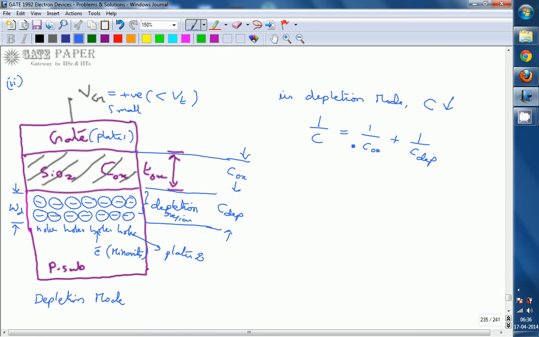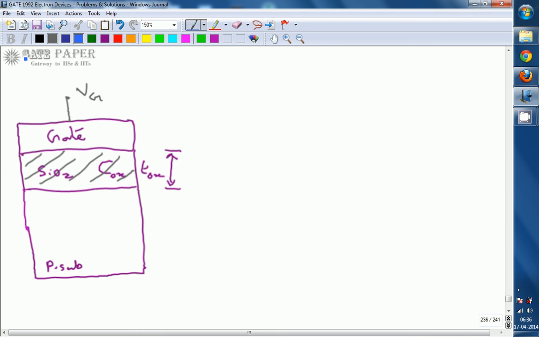From this, if you know the depletion capacitance, you can calculate the depletion width. Next, let us assume we are applying a voltage which is greater than the threshold voltage. That is the third case, where Vg is a large positive voltage, such that it is greater than the threshold voltage. By that time, for the small amount above threshold voltage, what you are getting is a depletion, that is, negative ions are getting created.